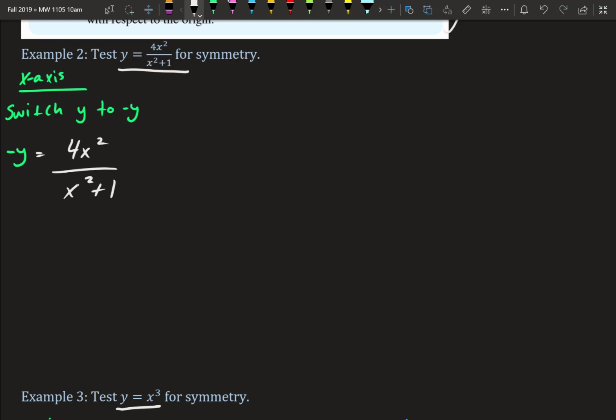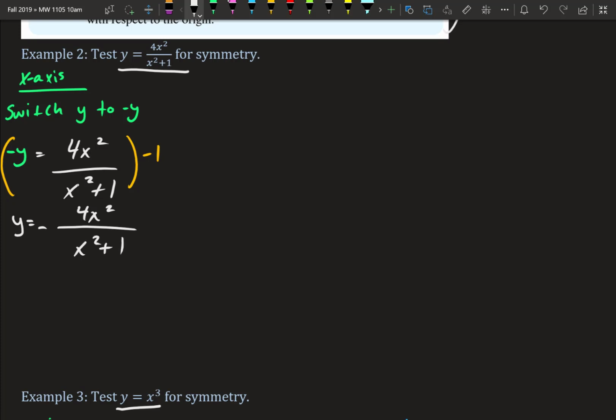Now, why are we allowed to just make it negative y? Because when you test something, you're making it into something to see if it works. Think about it. When you're testing something, you're putting things in to see, does it work? So are we allowed to have that negative y? We are not. So let's multiply by negative 1. All we do is just move it to the other side. We have y equals negative 4x squared over x squared plus 1.